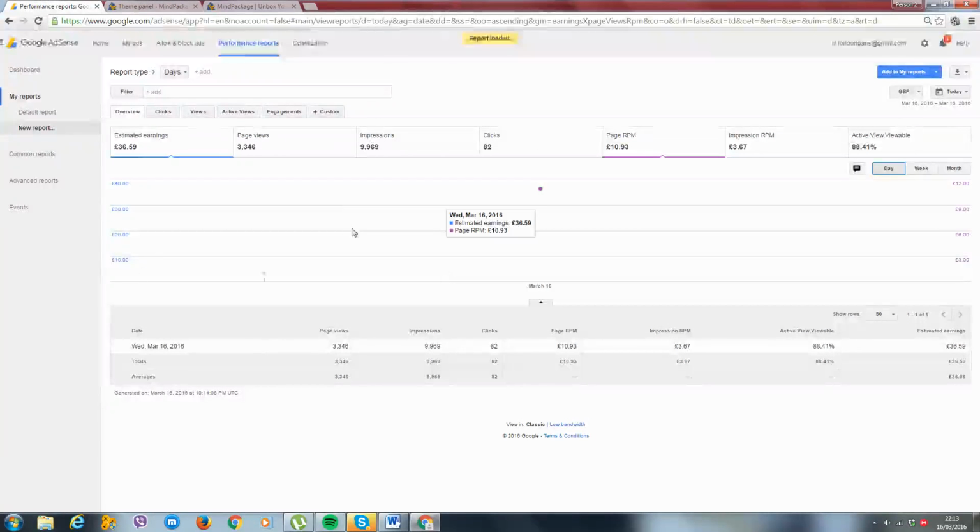I want you to actually know what they are, and I'm going to do one last overview. Estimated earnings, how much you made for the day. Page views, how many people actually entered your site on that day. Impressions, how many times your ads were shown. Clicks, how many people actually clicked on those ads. Page RPM, how much was made per 1,000 page views. Impression RPM is just how much money was made per 1,000 impressions, which would be this.